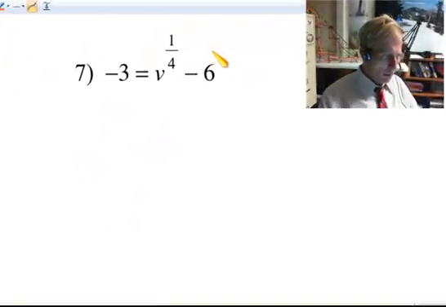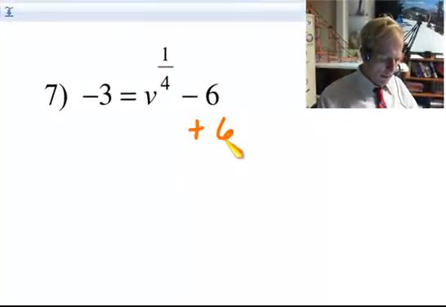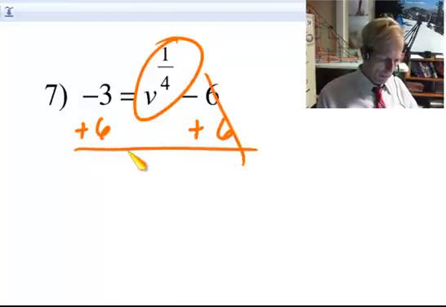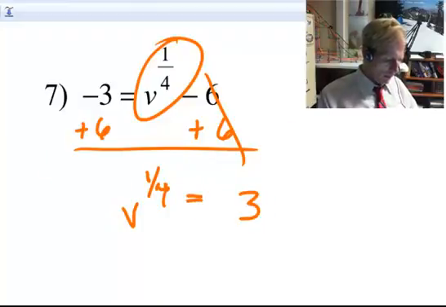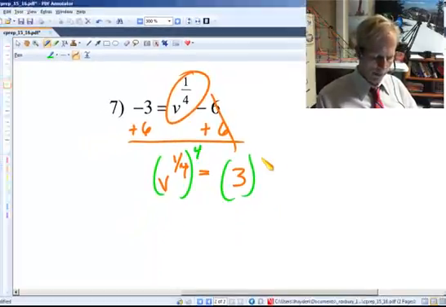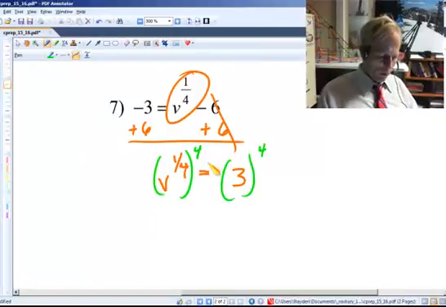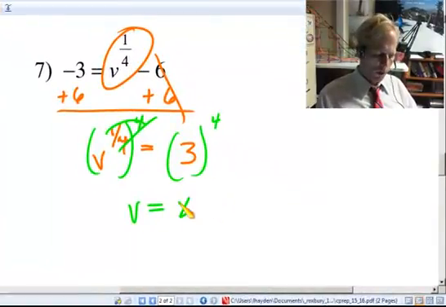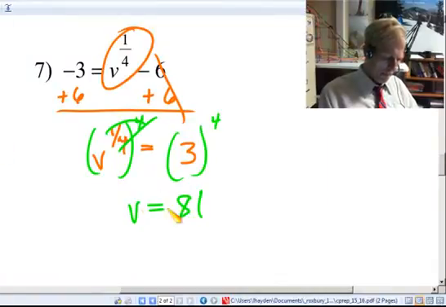Okay, in this one here, I'm going to want to add 6 to both sides, because I need to get that all by itself. That's going to give me v to the 1/4 power equals 3. Then I raise both sides of the equation to the 4th, because 4 is the reciprocal of 1/4. And that gives me v equals 3 to the 4th. 3 to the 4th is 81. And that's it.